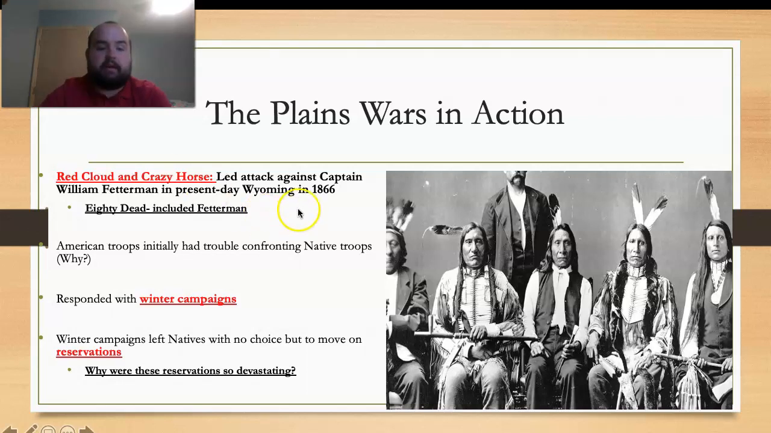By attacking Captain William Fetterman in present-day Wyoming in 1866. This led to roughly 80 casualties, including Captain Fetterman himself. So obviously this led to a lot of reprisals. Initially, American troops actually had a lot of trouble confronting Native American troops. Why would that be such a problem for them?